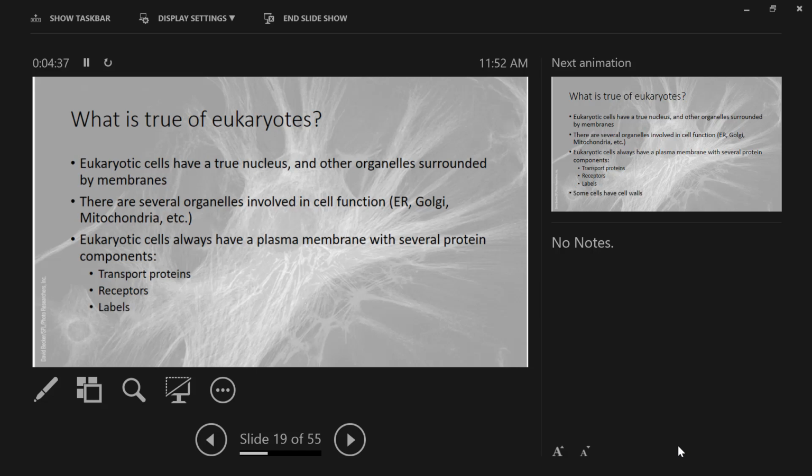And then the last component that you always find on eukaryotic cell membranes are labels. These are basically a sign declaring what or who the cell is. This is the way your immune system can tell self versus non-self, because it knows what the labels are on your cells. So any cell that it encounters that does not have those labels, it treats as foreign material.